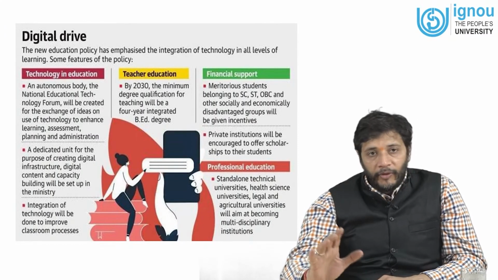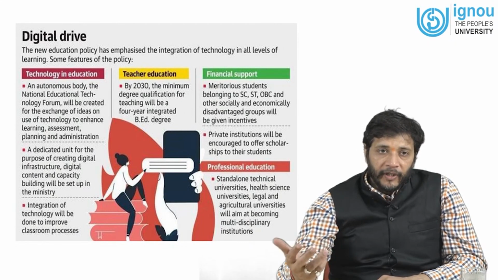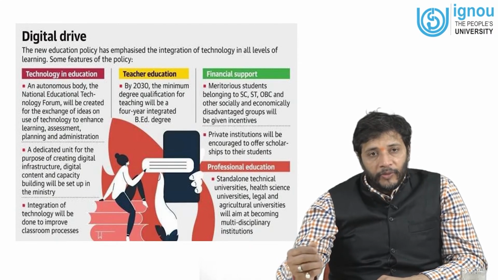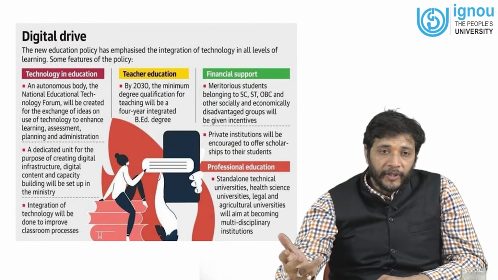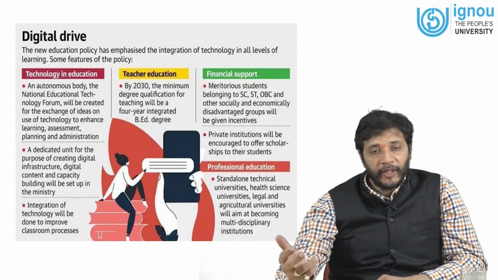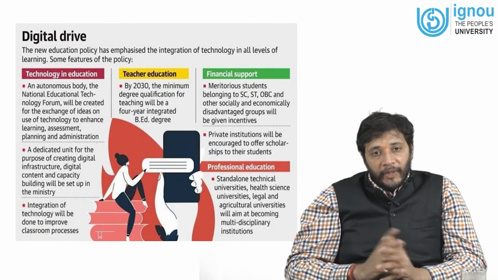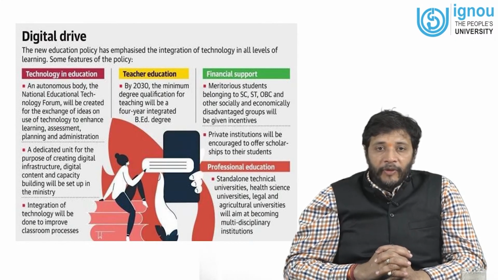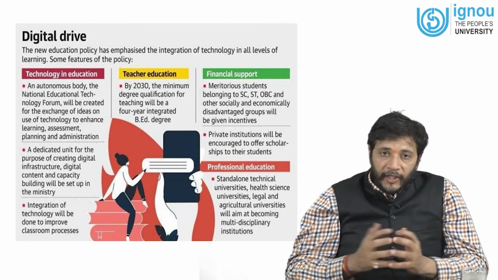On the other hand, if you talk from the new education policy perspective, the digital divide covers technology in education, teacher education, and then financial support. We have to create and exchange ideas and use technology to enhance learning, assessment, planning, and administration, which is one aspect. Then teacher education: by 2030, the minimum degree qualification for teaching will be the 4-year integrated B.Ed degree, if you talk about school-going kids. And for financial support, private institutions will be encouraged to offer scholarships to their students. So these are certain things which are going on.